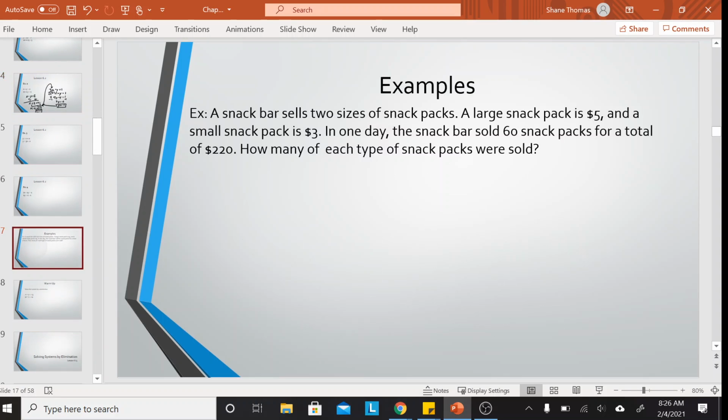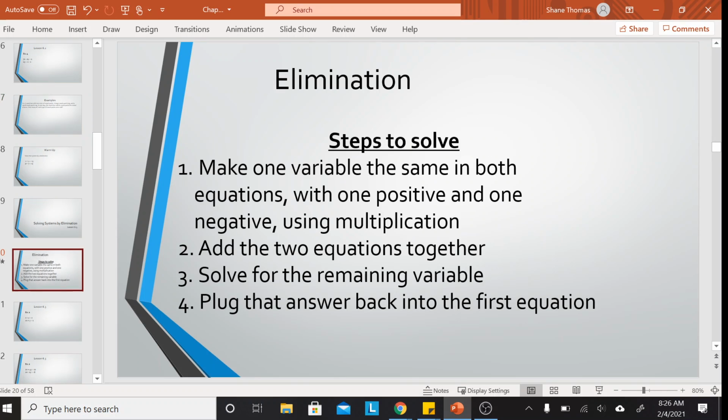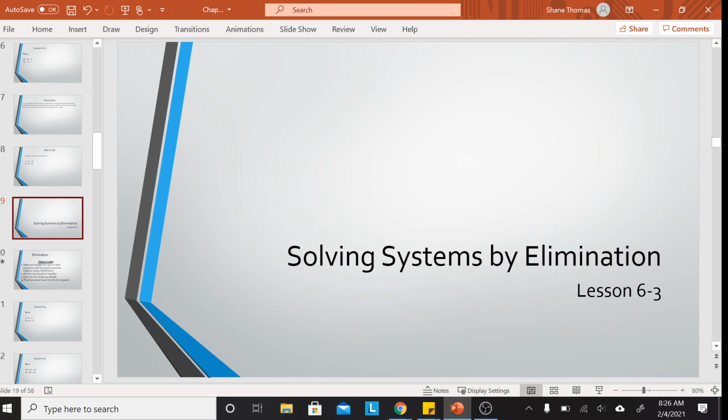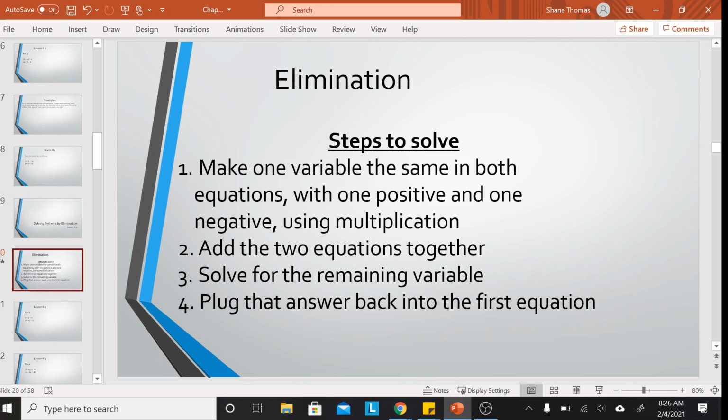Next one, elimination. This is the third way we were taught how to solve systems of equations. You want to get one variable the same in both equations, one positive, one negative, then turn it into a giant addition problem. You add the two equations together, and if one variable is the same, one positive, one negative, then that one's going to add out.